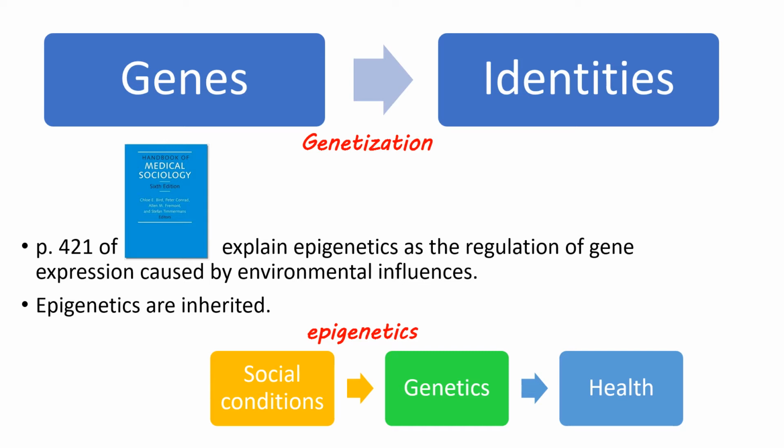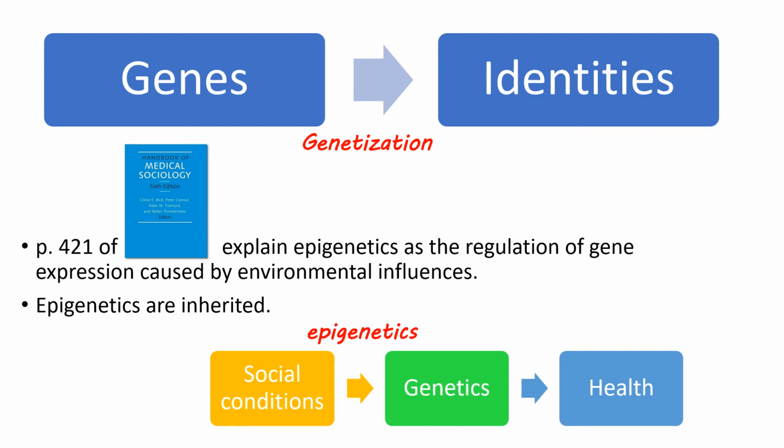And page 421 of this book explains epigenetics as the regulation of gene expression caused by environmental influences. And epigenetics are inherited. And the subsequent slides will show you how and why epigenetics can be inherited.